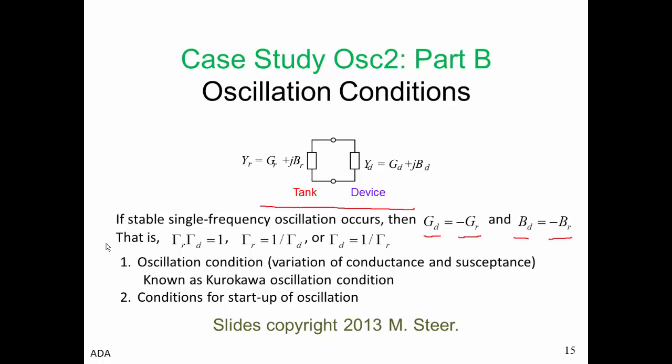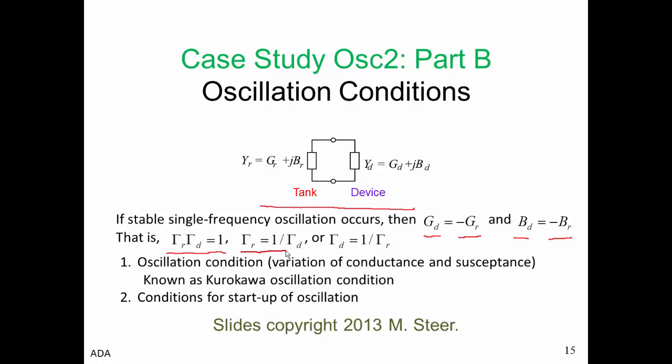Another way of looking at this oscillator, if stable single frequency oscillation occurs, then gamma R gamma D is equal to 1, and gamma R is equal to 1 over gamma D, or gamma D is equal to 1 over gamma R. Those three expressions for reflection coefficient are equivalent, and we pick the one that suits us for the particular design strategy that we're following. Certainly this gamma R gamma D equal to 1 is not the strategy that we find useful.